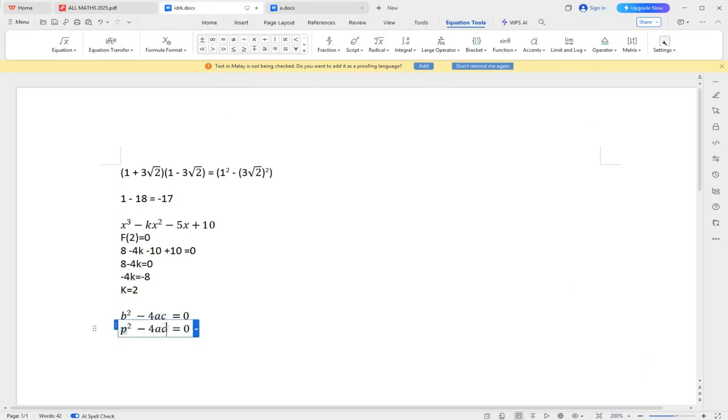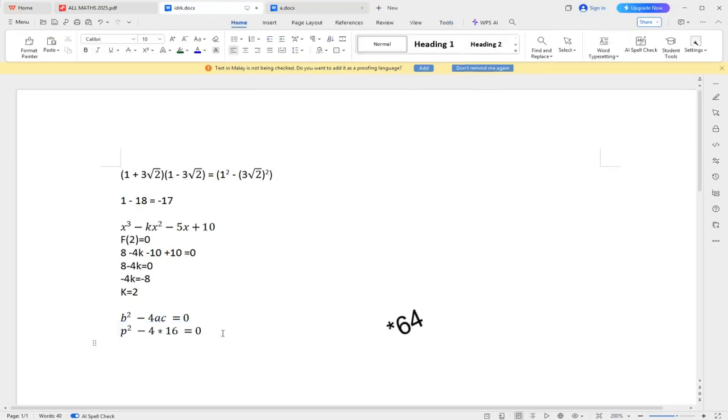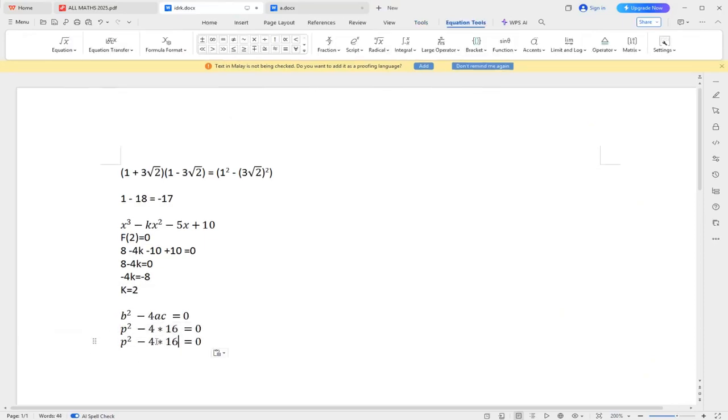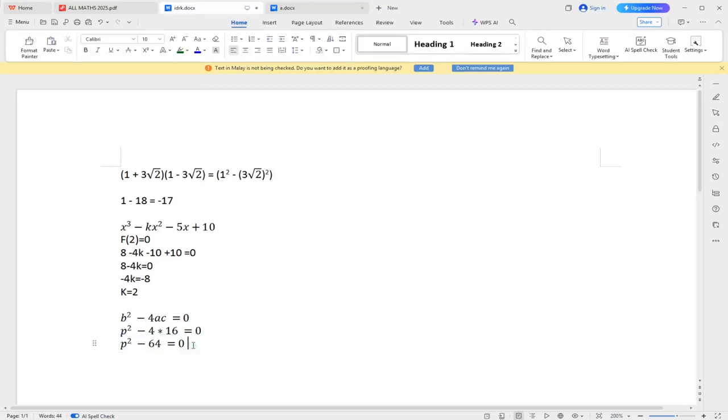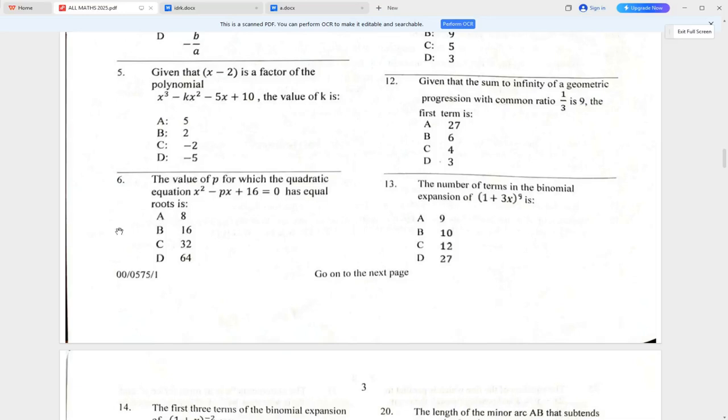and our a is 1, our c is 16. 1 times 16 is 16, so we have 4 times 16 is equal to 64, so this boils down to p squared minus 64 is equal to 0. Now from here, if you isolate p, we get p squared is equal to 64. Taking the square root of both sides, we get p is equal to 8. And looking at the options, you have A for question 6.